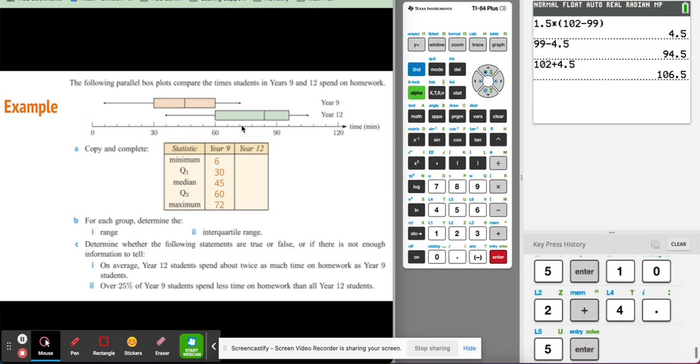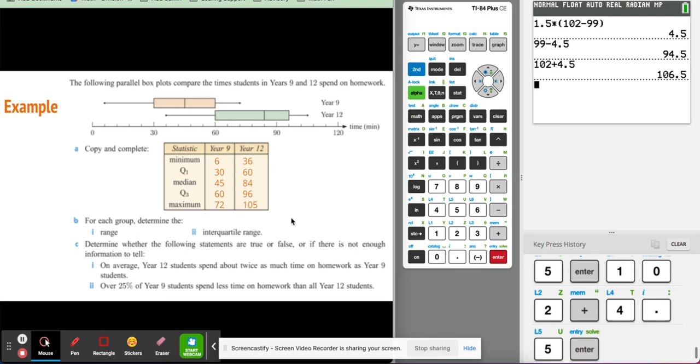We do the same thing for grade 12. Grade 12, we're starting at 36, then our Q1 is 60, our median seems to be 96, actually 94, let me change that. And our Q3 is 96, and 105 is our maximum here.